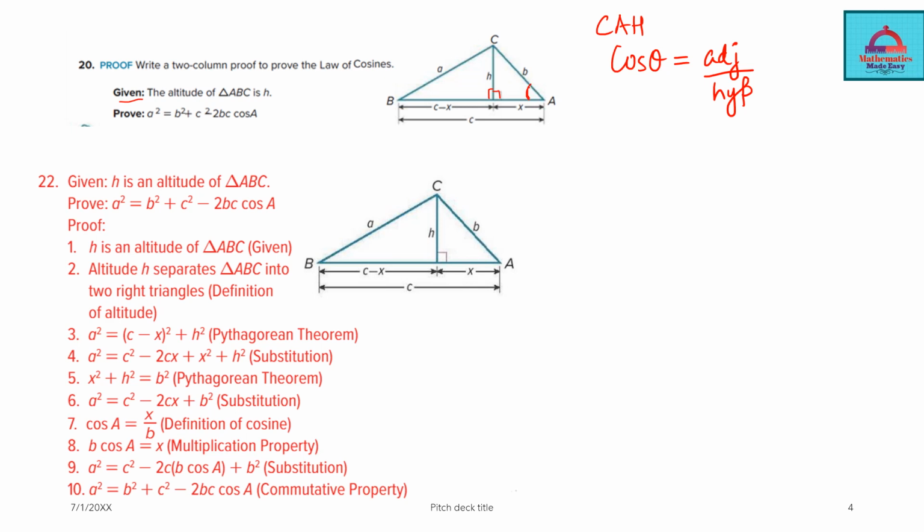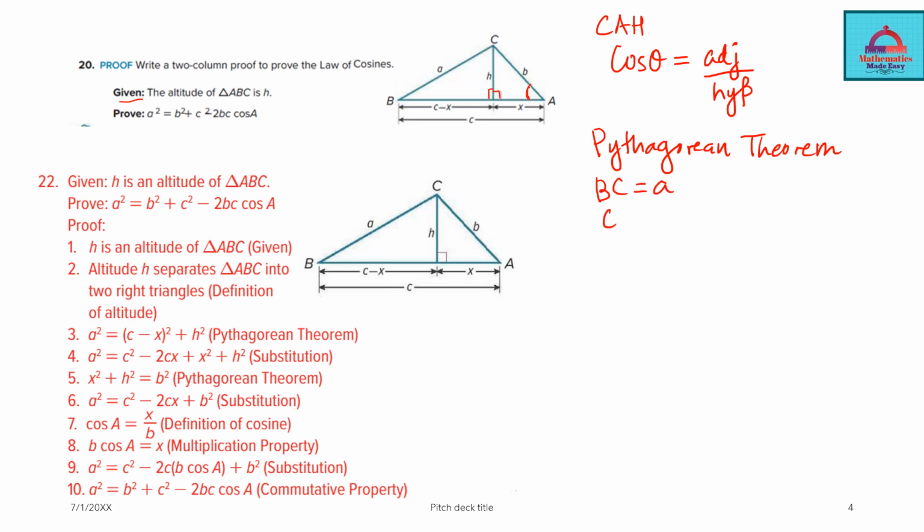This is a 2-column proof, meaning you have to show all the steps. You first write what is given, then prove, and then the proof. For each step of the proof, you have to give a reason. Why do you say that? So here h is an altitude of triangle ABC. The reason is it is given. Then altitude separates into 2 right triangles. So when you see 2 right triangles, as I told you, a very important theorem called the Pythagorean theorem will be applied. If you see, this is one right triangle. In this right triangle, the hypotenuse is BC equal to a.